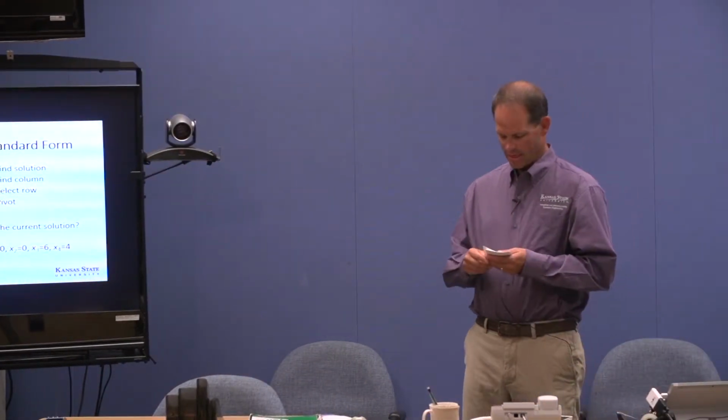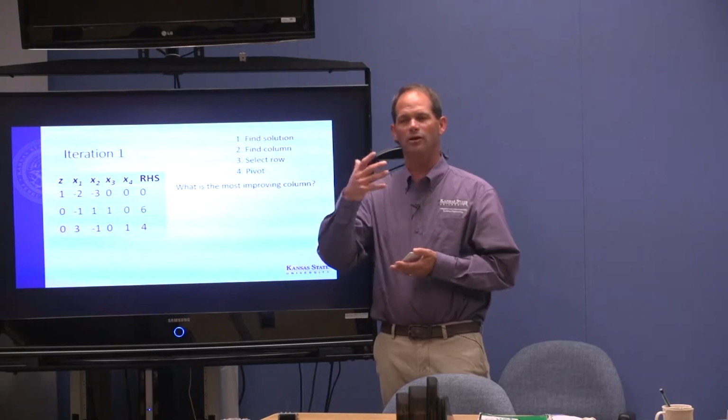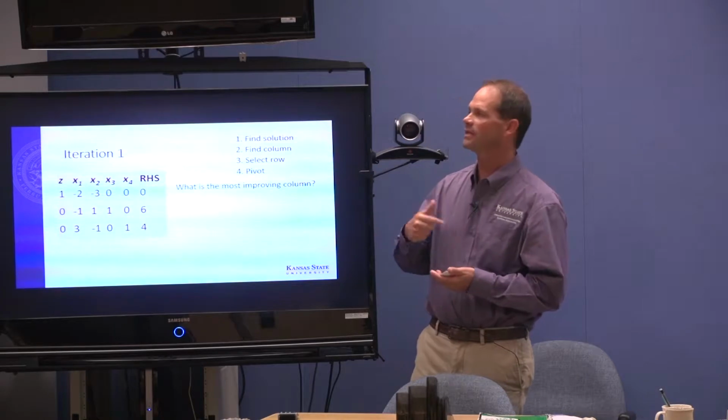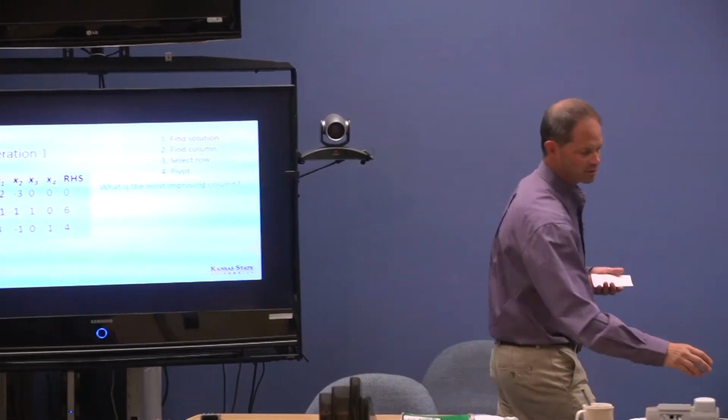Okay? The next step, Leif, we are looking for the most improving column. So is that in Z or? So if you go back and remember, it was supposed to be the most negative element of the objective row. So that's -3, so x2. So x2, that's going to be our most improving column.